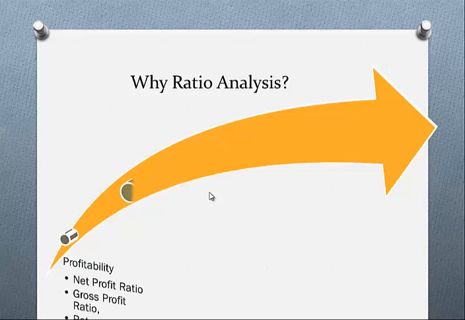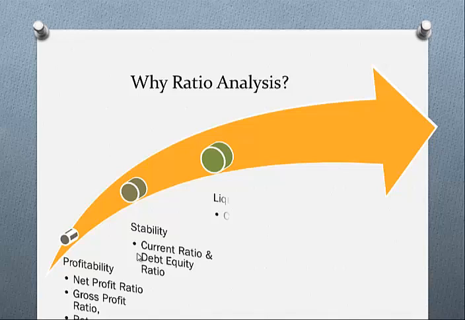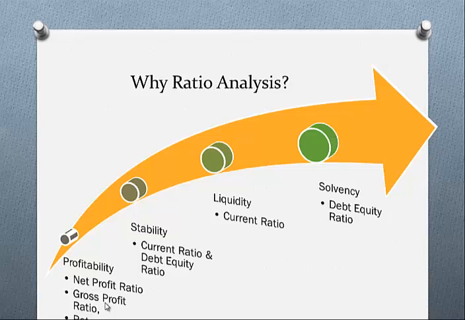Why do we have ratio analysis in the first place? Well, we want to examine the profitability, and for that I will look at the net profit ratio, the gross profit ratio and the return on owner's equity. We want to work out how stable the business is. For that we look at the current ratio and debt ratio. Liquidity is the amount of cash being generated through the business and the ability to pay short-term debts, and with that we look at the current ratio. And lastly, solvency. How solvent is a business over a longer period of time, its ability to meet its longer term commitments, and for that we look at the debt equity ratio.